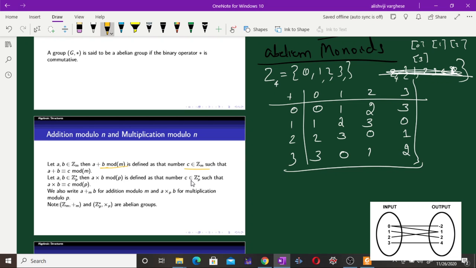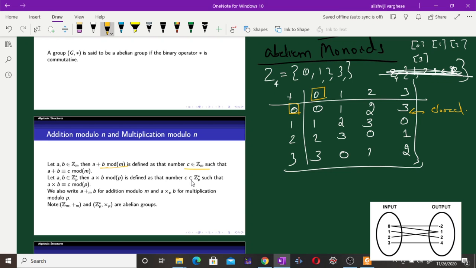And anyhow, the identity element here: 0, 1, 2, 3 repeats in the row corresponding to 0. So this is our identity element. So 0 is our identity element. And all the entries in our table are from Z4, and it is closed. It is again addition, and therefore it is associative.